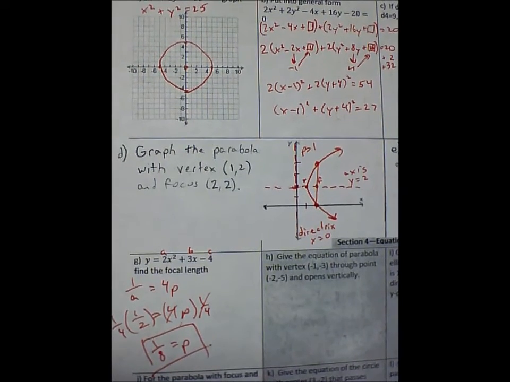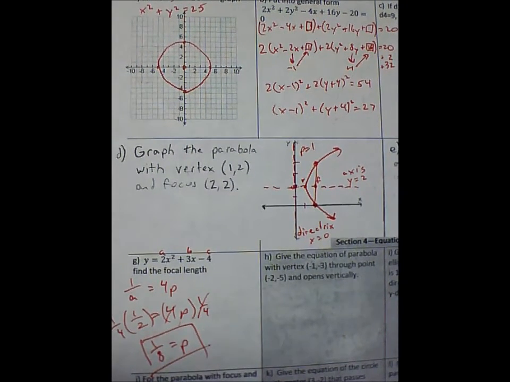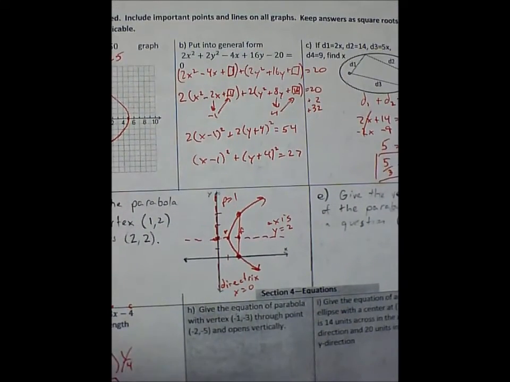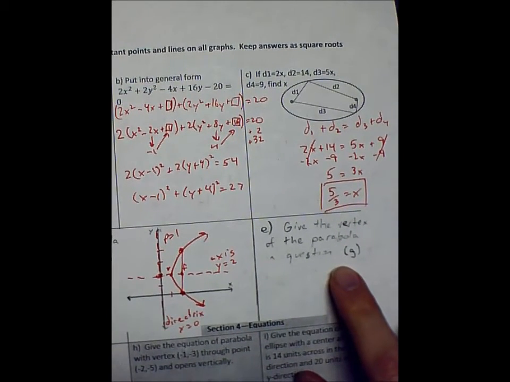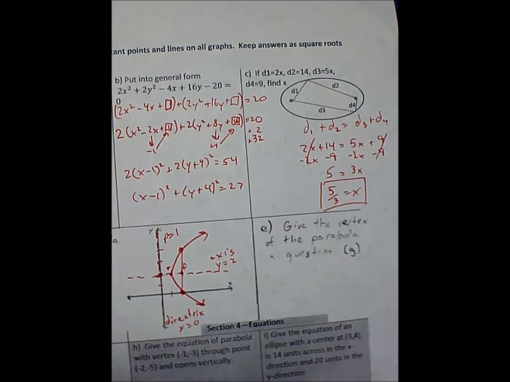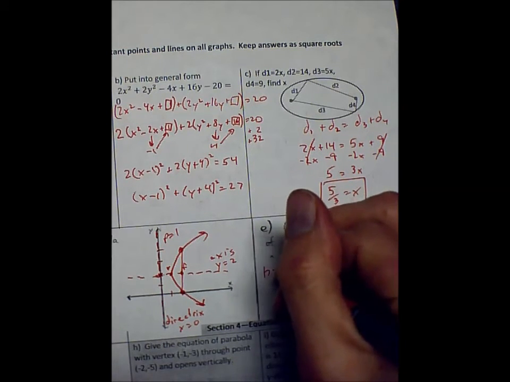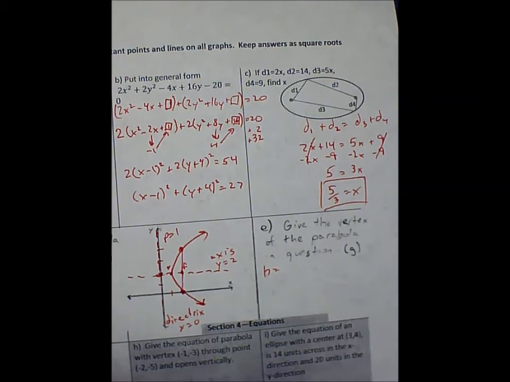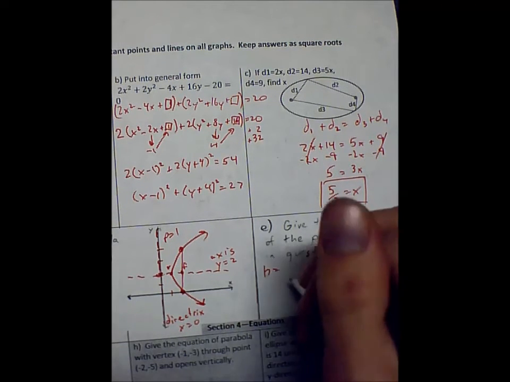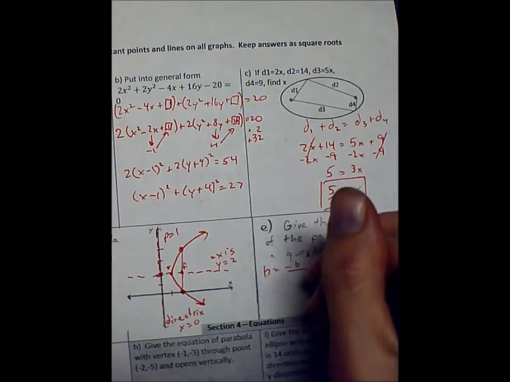Now, another question about part E, about question G, which is part E. We want to find the vertex of the parabola. So we're going to start off by using this shortcut, again because our equation's in that ax squared plus bx plus c form. So h equals negative b over 2a.